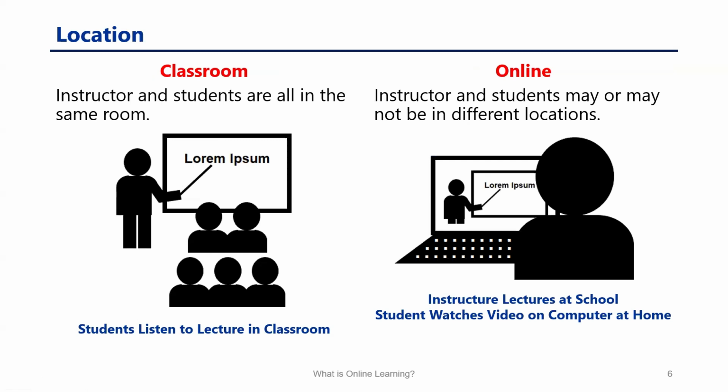In classroom-based learning, the instructor and the students are all in the same room. In the picture on the left, the students are listening to an instructor lecture. In online learning, the instructor and students may or may not be in different locations. In this picture, we see a student watching a video.